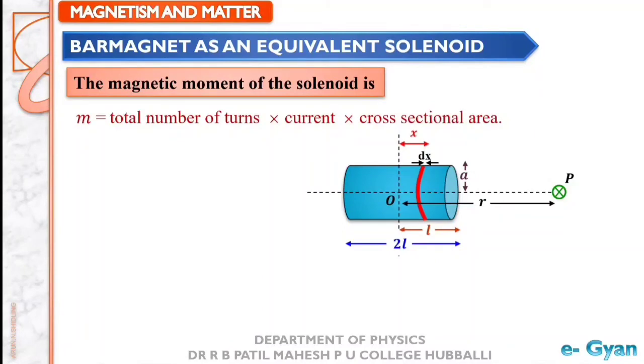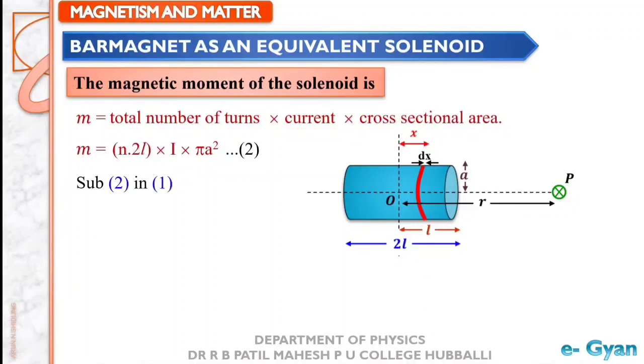Substituting those values of total number of turns in the present diagram. So total number of turns in the present diagram are not n, because n is the number of turns per unit length. So total number of turns will have to be n into 2L, and current as it is I, and cross-sectional area will be pi a square, that is the area of the cross-sectional circle. Okay, so this comes out to be equation number 2.